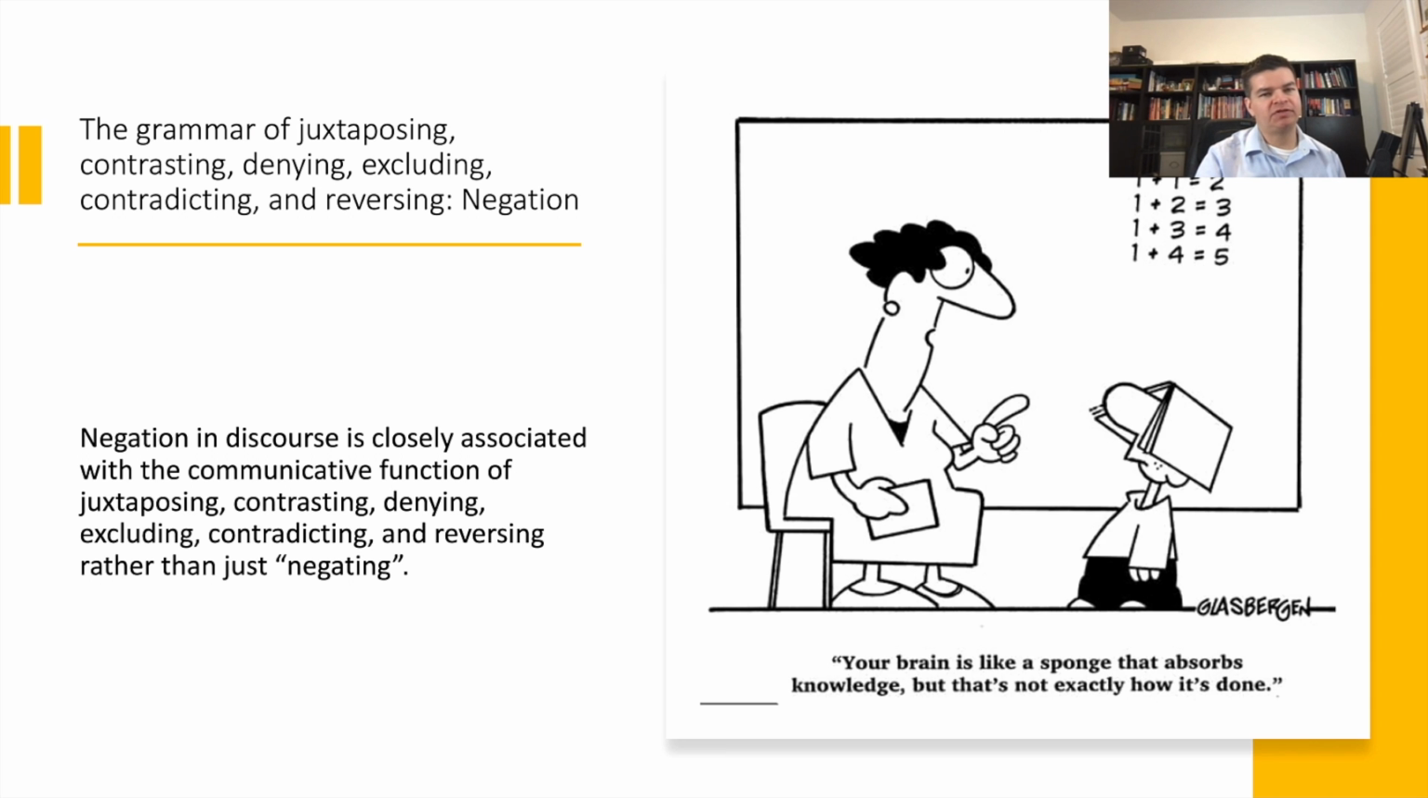So the approach that the book takes is much more conceptual, as usual. We'll look at negation in this course and how it closely associates with communicative functions such as juxtaposing, contrasting, denying, excluding, contradicting, and reversing rather than just negating. Here we have the example of the cartoon where the teacher is telling the student your brain is like a sponge that absorbs knowledge, and then she adds, but that's not exactly how it's done. You're not going to learn by just putting the book on top of your head like a sponge absorbs liquid, right?